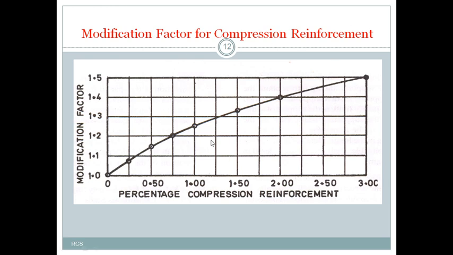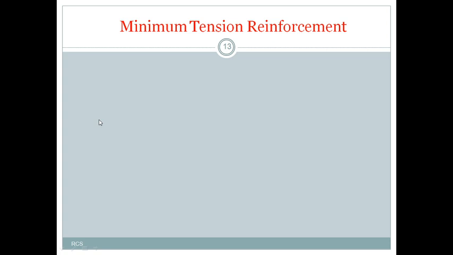This graph is given. Same as before, we have the percentage of compression reinforcement on the x-axis and the modification factor on the y-axis. So let's say we are getting the percentage of compression reinforcement as 1%, the corresponding modification factor will be in between 1.2 to 1.3. For the exact value of this modification factor, we will do linear interpolation between 1.2 and 1.3. This is how we calculate the modification factor for compression reinforcement.